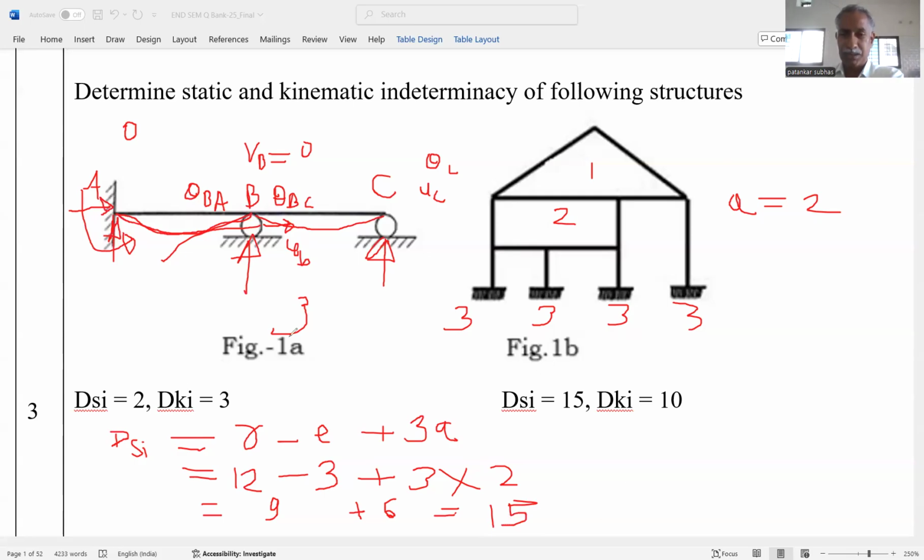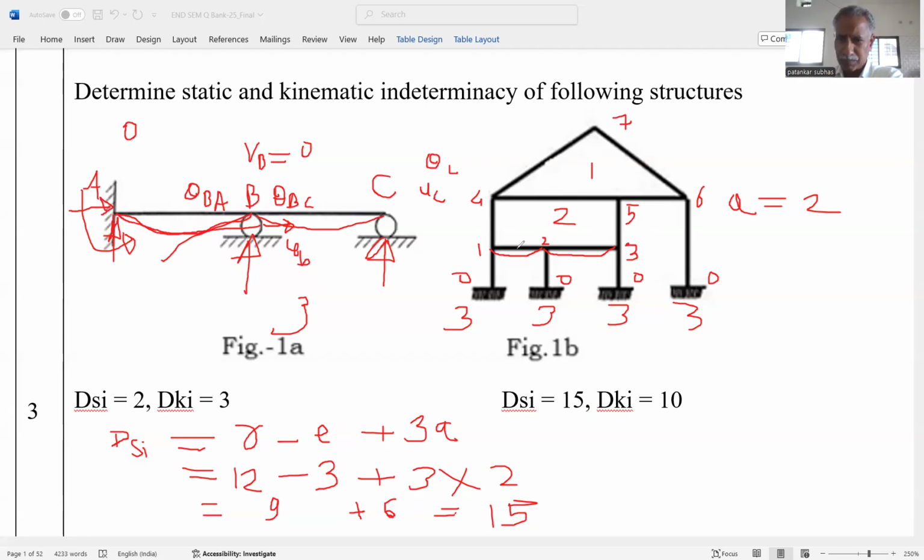But kinematic redundancy, again we have considered, this is the support A, B, C, D, all are fixed. That's why at each support DKI is 0, right? But at every joint there is a slope. So theta 1, this is second theta, this is third one, right? So at this joint, fourth one, fifth one, and sixth one, and at the last end, 7. These are the 7 thetas.